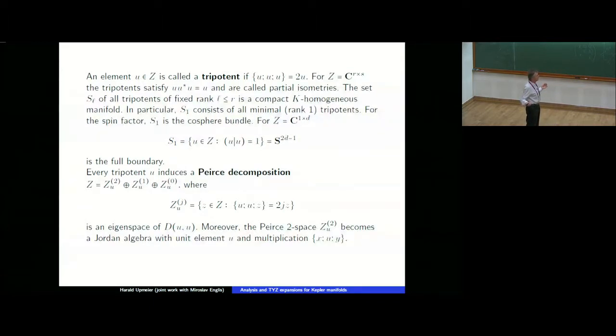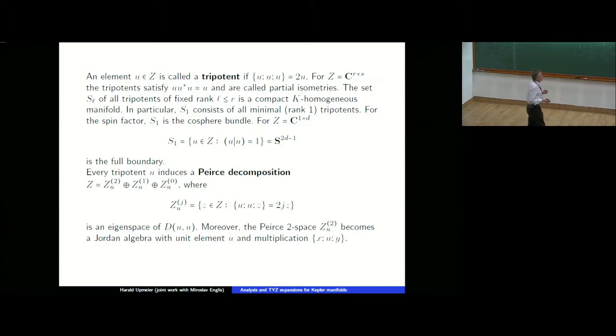So let us look at some examples. Well, I mentioned already for matrices, you get the partial isometries. The spin factor, S1, turns out to be the co-sphere bundle. That was our old friend that I started with, S1. The tangent bundle, both of norm 1. For vectors, if of rank 1, 1 cross D, S1 is simply the unit sphere. And in this case, it's the full boundary, but this is only true in the rank 1 case. They are part of the boundary, these tripotents, but only in rank 1, it's the full boundary.